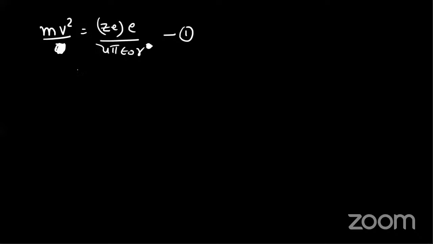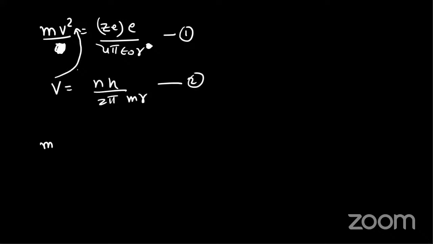So m v square by r was equal to z e square by 4 pi epsilon naught r square. This was my formula. I'm going to cancel one r from here and one r from here. I'll keep this as equation number 1. Next formula: m v r is equal to n h by 2 pi. Therefore, v is equal to n h by 2 pi, m r comes to the denominator, equation number 2. I'll put this equation here.